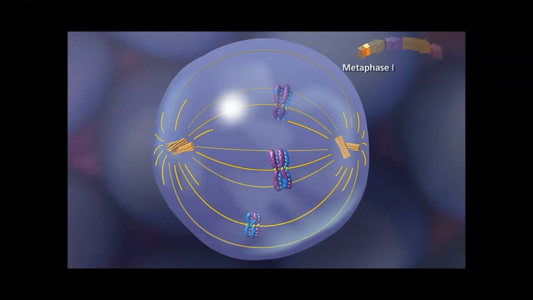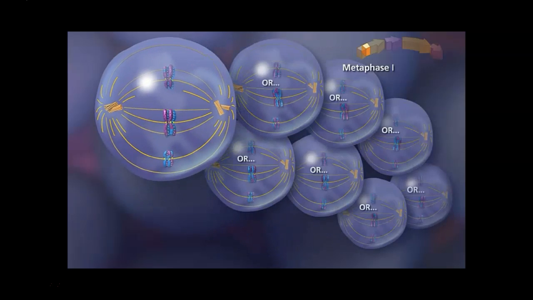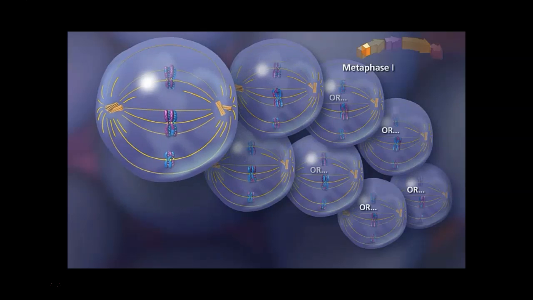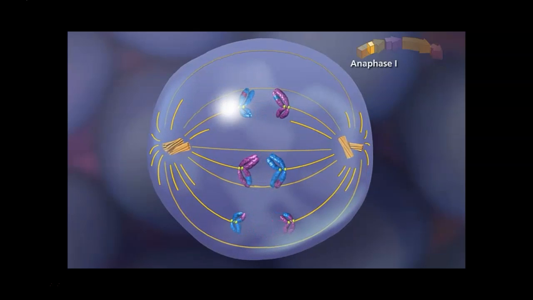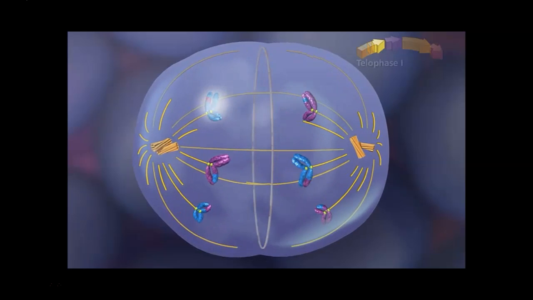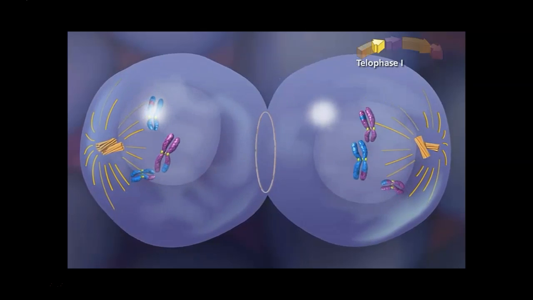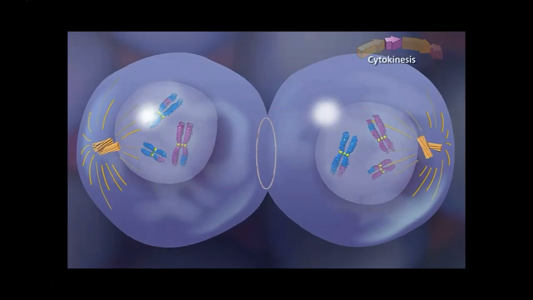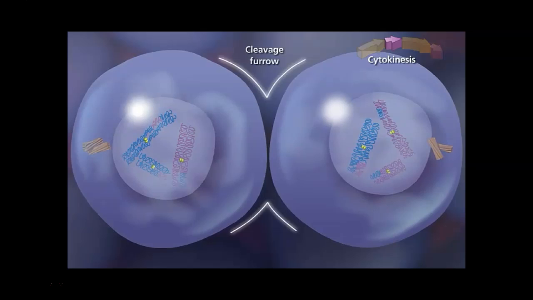During metaphase I, bivalents randomly align along the metaphase plate. Due to independent assortment, this alignment is random and adds to genetic diversity. In Anaphase I, the homologous chromosomes separate and move toward opposite poles. Meiosis I ends with Telophase I, when the chromosomes decondense and the nuclear envelope reforms. Cytokinesis separates the cytoplasmic material, and the two daughter cells are separated by a cleavage furrow.